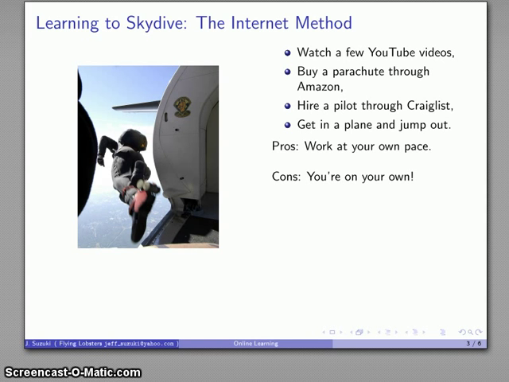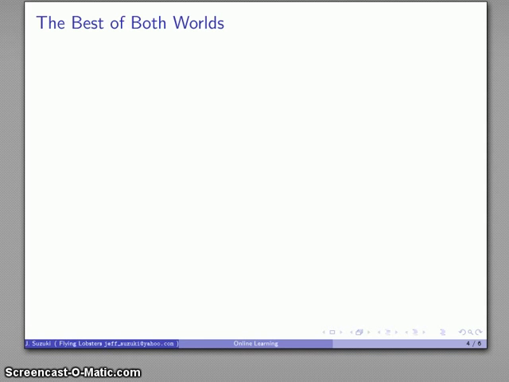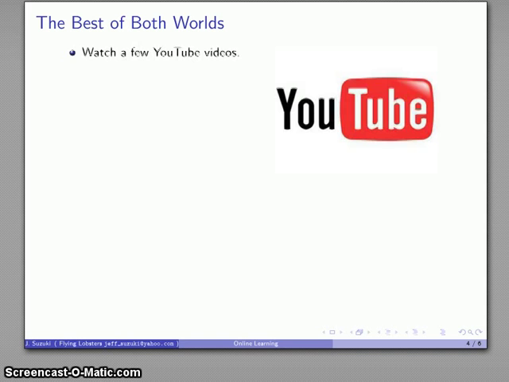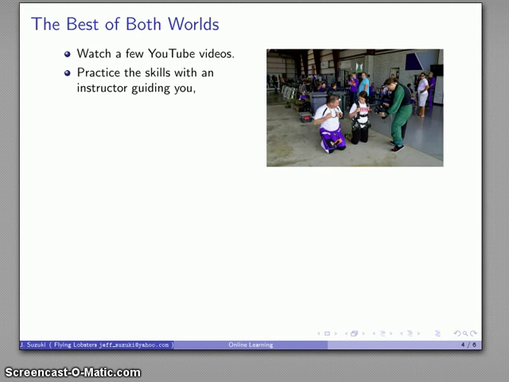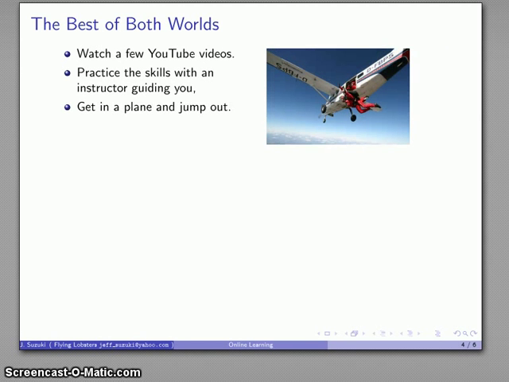So the natural question is, can we do something that'll combine the best of both worlds? Well, let's take a look at that. We might watch some YouTube videos because these are kind of nice. They're permanent, they are online, we can watch them anytime, anywhere, any place, under any circumstances, and if you only have 5 minutes, you can watch 5 minutes. But then it's also nice being able to go to class and have somebody who knows what's going on to work you through the process of what you're doing. And again, no matter how you do it, at some point you have to get in the plane and jump out.